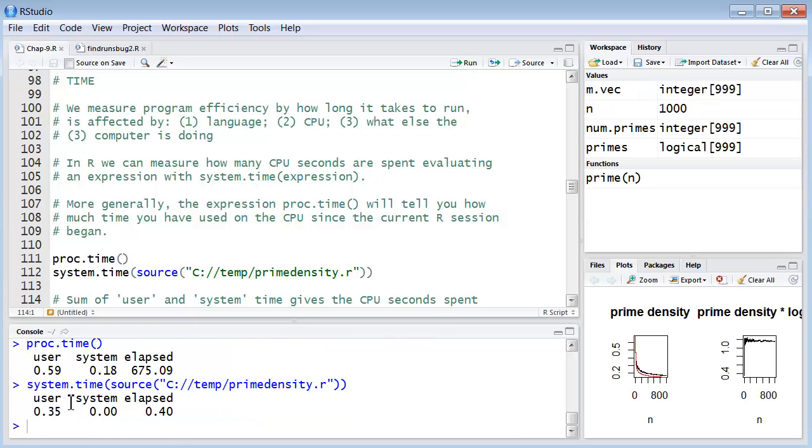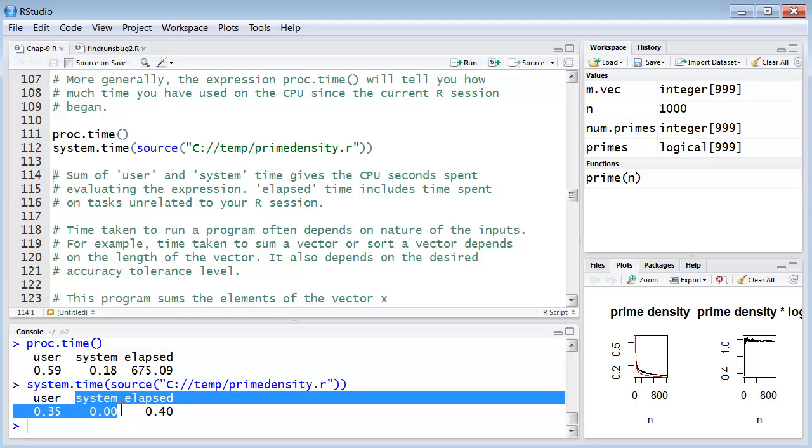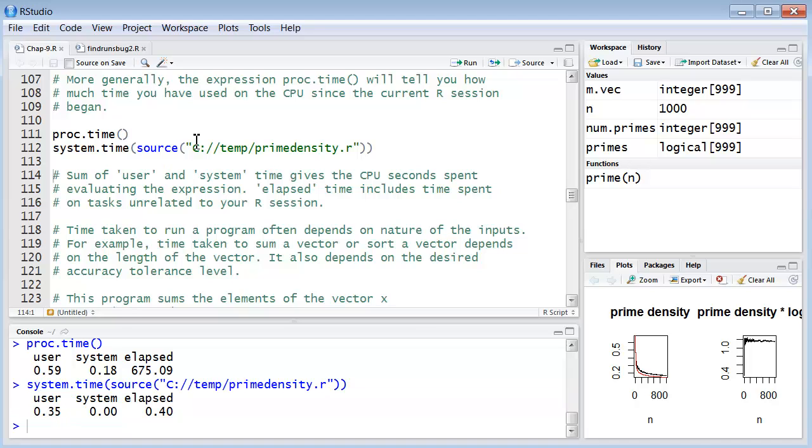Actually, this one was faster than I thought. This was the first one that ran very quickly. It took less than a second to execute. The sum of the user time and the system time, if you add those two together, gives you the CPU seconds that were spent evaluating this expression, and this was the quick prime density function. Elapsed time, on the other hand, includes time that your computer spends on other tasks unrelated to the R session per se.